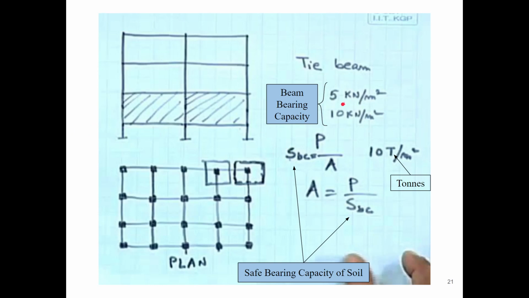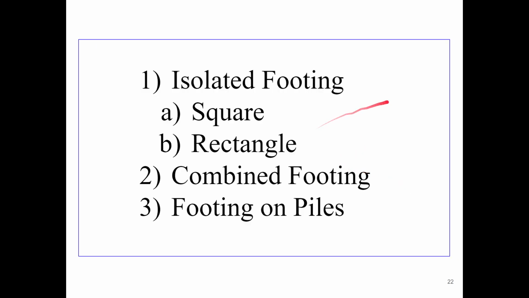And here they have used 5 kilonewton per meter square, 10 kilonewton per meter square. In the safe bearing capacity, it can be in tons. So it can take various units. We know 1 ton is equal to 1000 kg, like that. So there are various types of footing: isolated footing, combined footing, footing on piles. And inside isolated footing also there is square footing, rectangle footing, right?